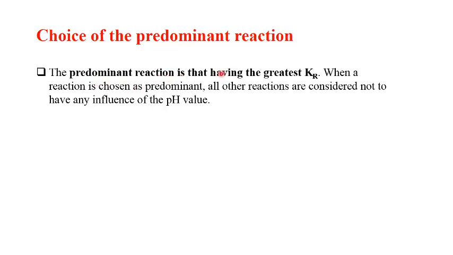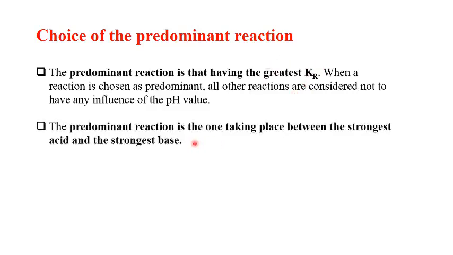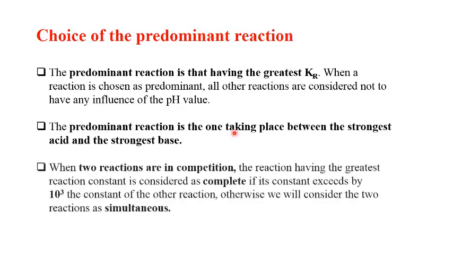The predominant reaction is the one having the greatest Kr, and it is the reaction that determines or controls the pH. It means other reactions have nothing to do with the pH value. The pH value is controlled or determined by the reaction having the greatest Kr. How to determine the reaction with the greatest Kr? We have to refer simply to the gamma rule according to the pKa axis, where the predominant reaction is the one taking place between the strongest acid and the strongest base. As we said, they can be determined on the pKa axis.